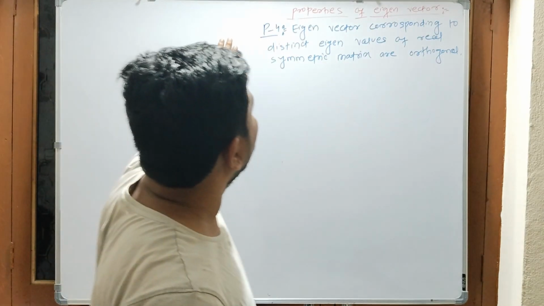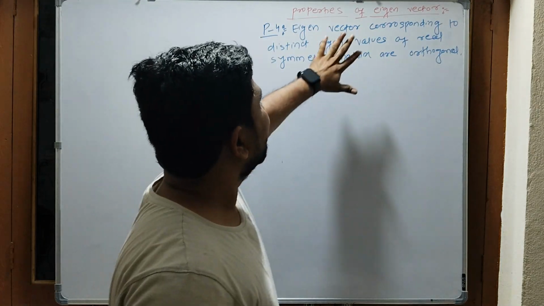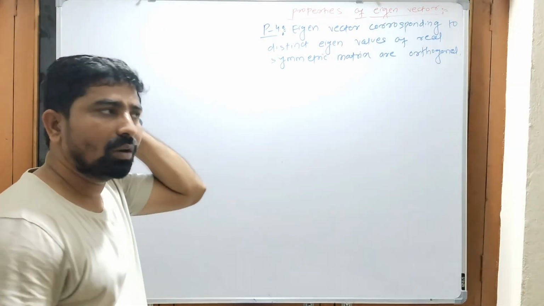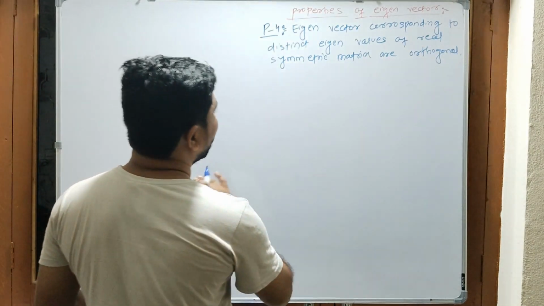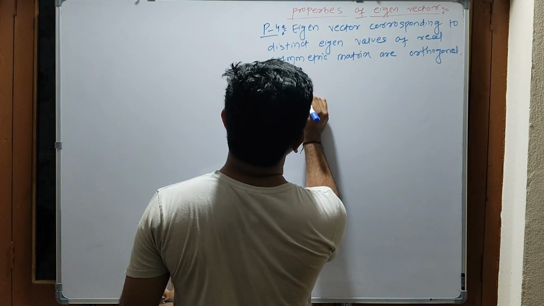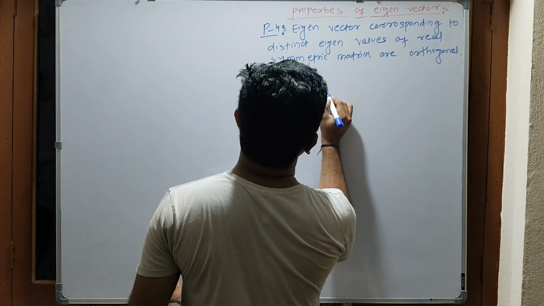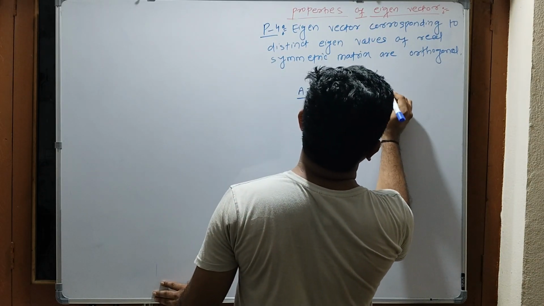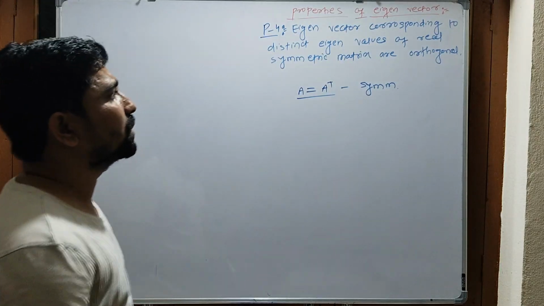So property 4 about eigenvectors says eigenvectors corresponding to distinct eigenvalues of a real symmetric matrix are orthogonal. So what is the given information? The matrix is real and symmetric. What is meant by A equal to A transpose? This means my matrix is symmetric. So that is the given information.